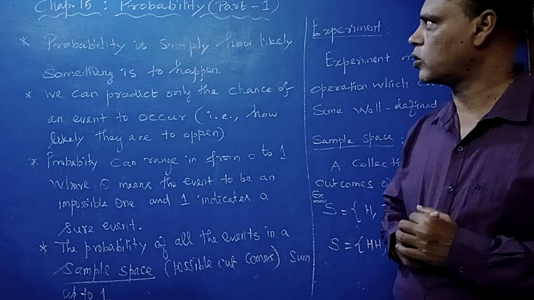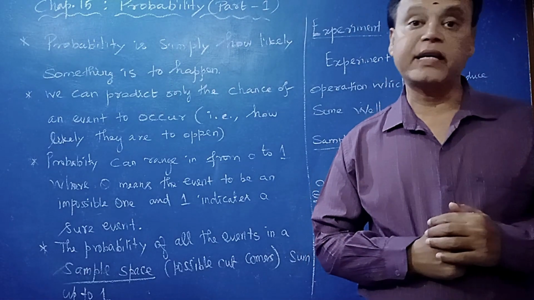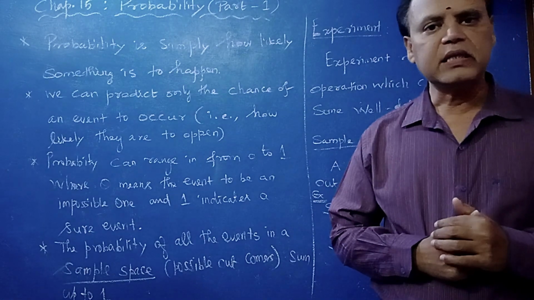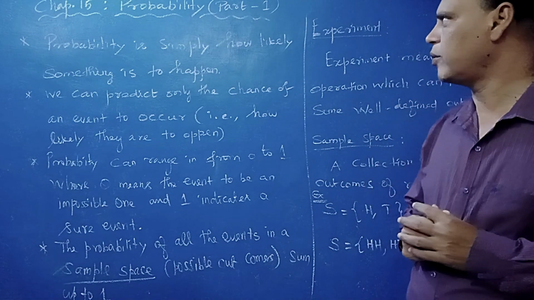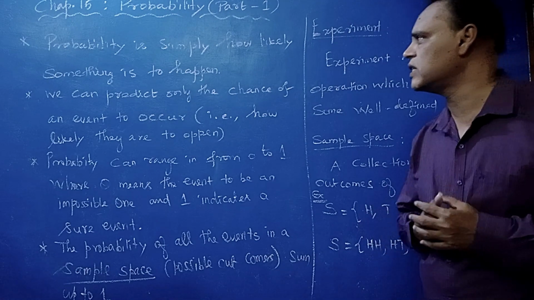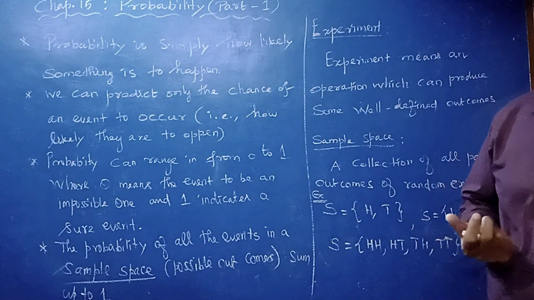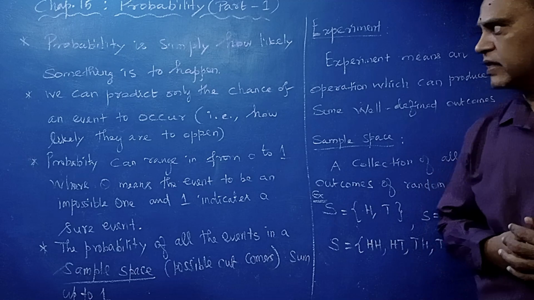Chapter 15, Probability Part 1. You might have studied this in 9th class also. Clear? Just to recall, what is probability? Probability is simply how likely something is to happen. That is uncertainty. Clear? Probability means uncertainty.